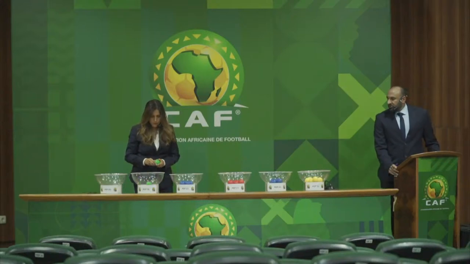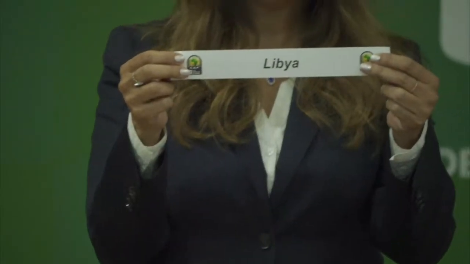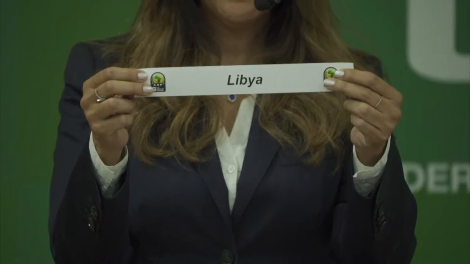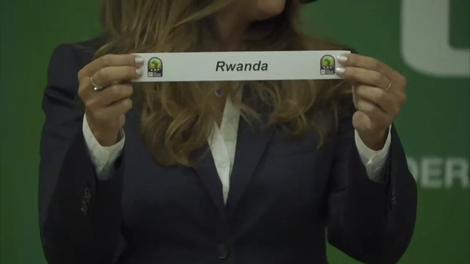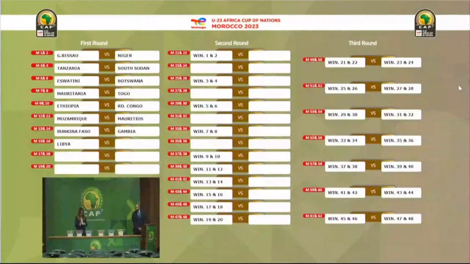The last two teams of pot B play against each other in matches 15 and 16. Libya will play the first leg at home. And to confirm the opponent of Libya. Rwanda. Libya will play against Rwanda in matches 15 and 16.